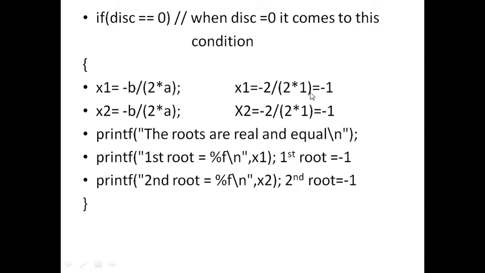Okay. So x1 is equal to minus 2 divided by 2 into a, which is 1. So it is minus 1. x2 is equal to minus 2 divided by 2 into 1, that is equal to minus 1. So roots are real and equal. So you display it here. First root is %f, that is equal to minus 1. Second root is %f, that is equal to minus 1. Minus 1 and minus 1, that is roots become equal. Roots are real and equal.